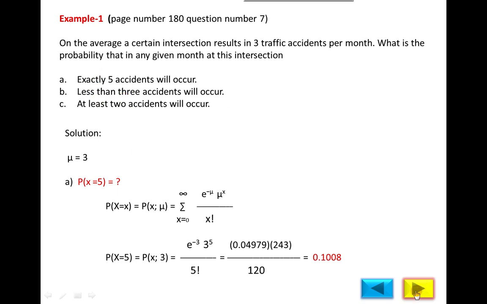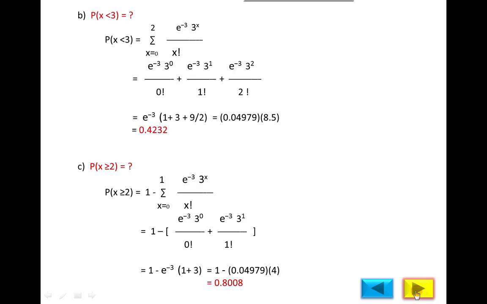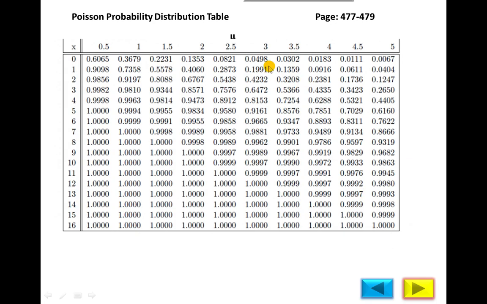Now we will solve using the Poisson probability distribution table, same as the binomial probability distribution table, because to save time you have to use tables. The result will be the same, but how do we find the values? With the help of this example you can understand. All the values are given in your book in the Poisson probability distribution table, page numbers 477 to 479. So there are 3 pages, and in each page you have two tables.